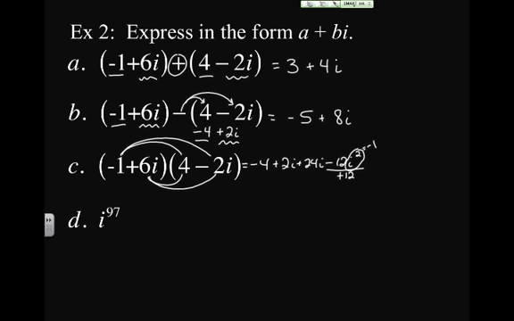So finally we add our like terms. -4 and 12 is 8. And then 2i and 24i gives us 26i.